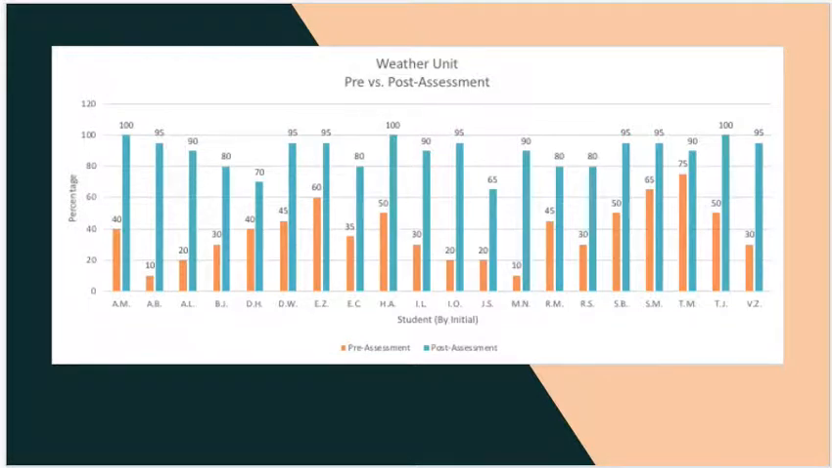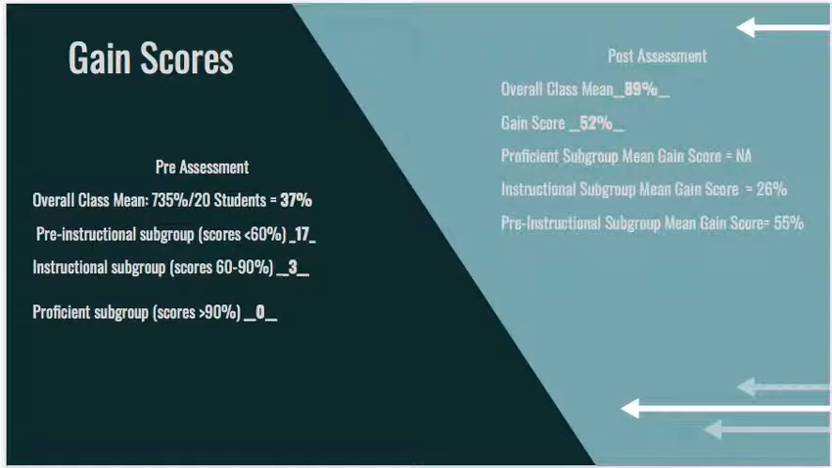So we'll look at some of the scores here. So for my pre-assessment, their overall mean was 37%, which, like I said, was really concerning to me. I had no students in the proficient group. I had 17 students in the pre-instructional group and only 3 in the instructional group.